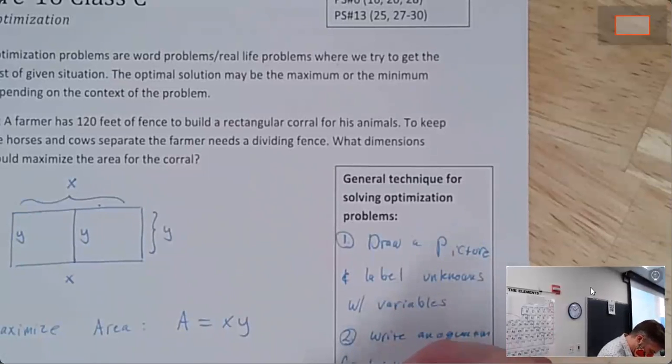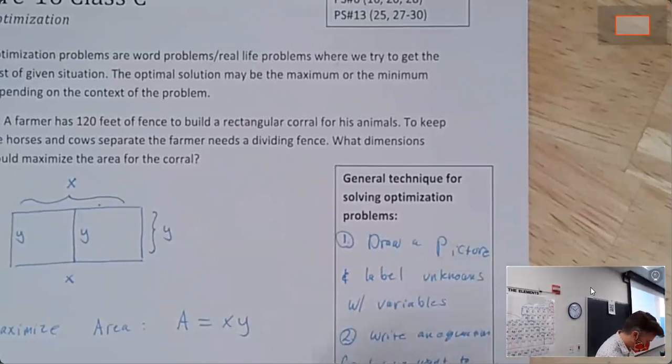Right? You might be maximizing something, you might be minimizing something. Now, the issue here is that area depends on both x and y. It's a function of two different variables, and that's not something we have the tools to deal with. What we need to do is find some other sort of equation or relationship between those variables so that we can rewrite this area equation as a function of just one variable. So what we need to do is find a constraint.